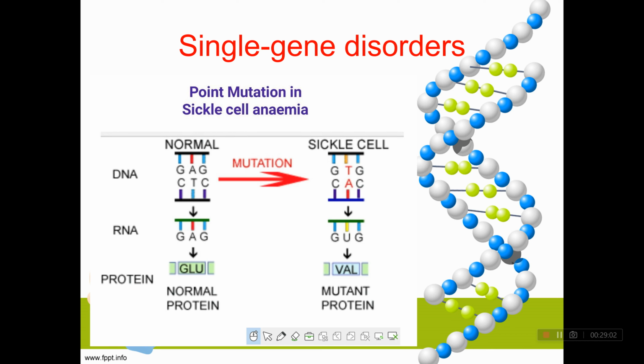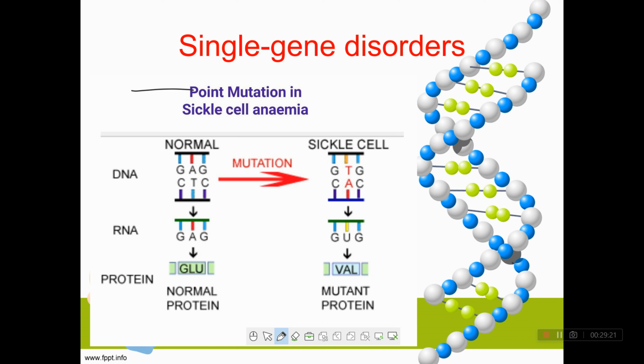So, first we discuss the single gene disorder. What is a single gene disorder? A single gene disorder is a type of point mutation. In point mutation, what happens? There is an alteration of the gene, either deletion of the gene or substitution.